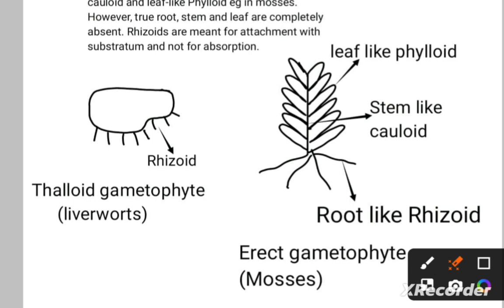And moving to erect gametophyte, which is seen in mosses, we have leaf-like, stem-like and root-like structures. So basically you have to keep in mind, in bryophytes we do not have true root, true stem and true leaf. There are structures which resemble the true leaf, true stem and true roots, and they are given the name phylloid for leaf-like. For stem-like we say caulloid, and for root-like structure the term rhizoid is used.